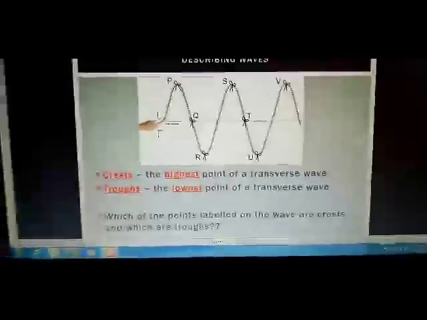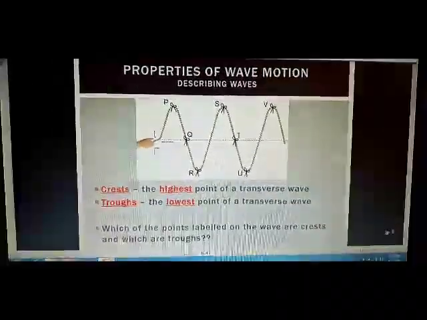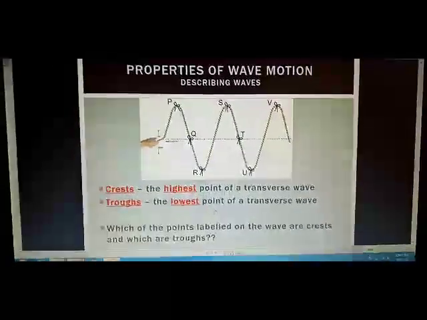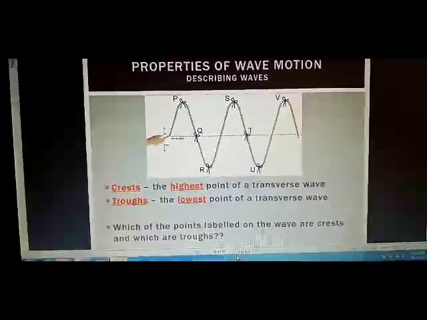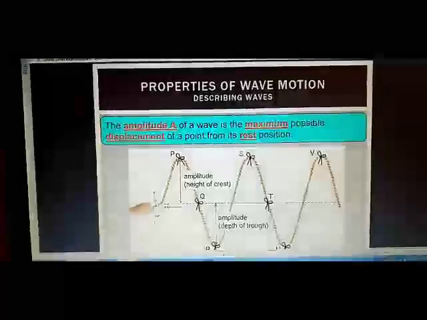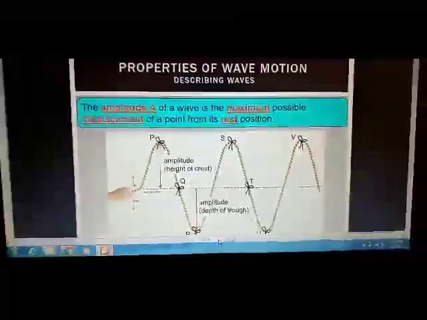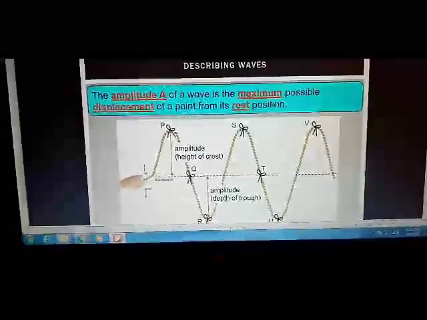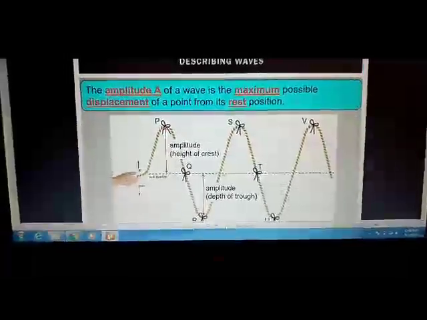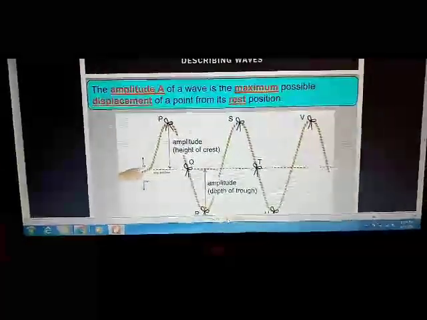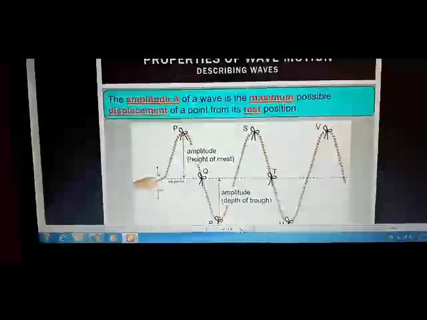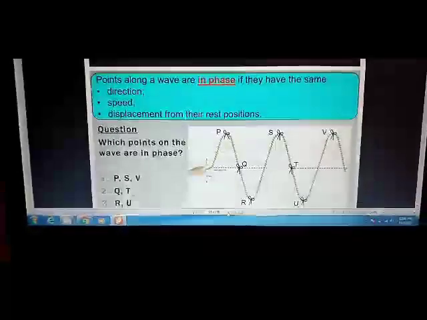Okay. Now next are the other properties: amplitude, wavelength and frequency. Let's do it. The amplitude, see the diagram. The amplitude is the height of the crest or the depth of the trough. It is the maximum displacement of a point from its rest position. As you can see from the diagram, the red arrows show the amplitude in both the crest and the trough.